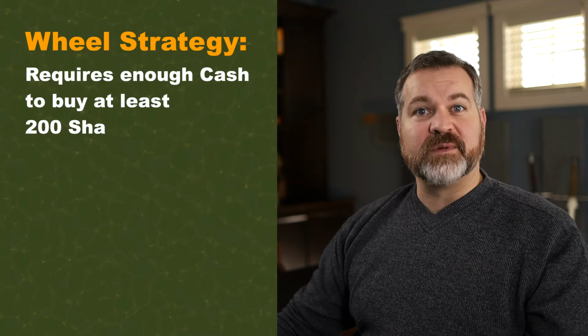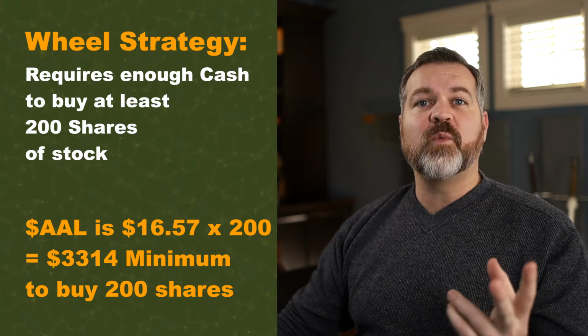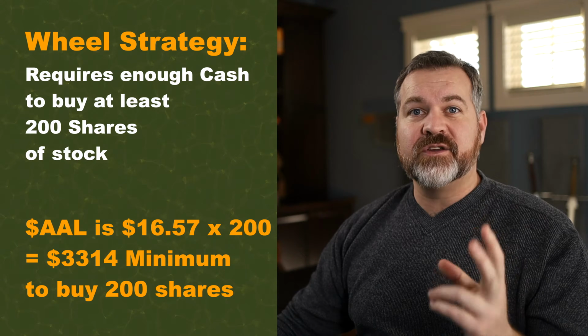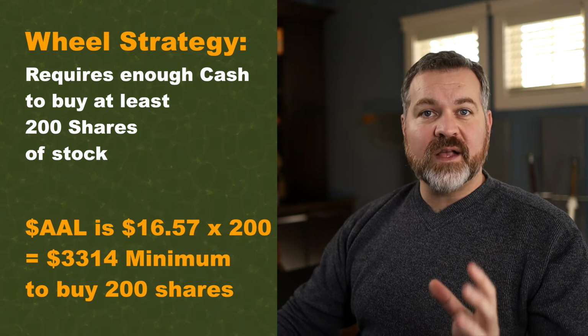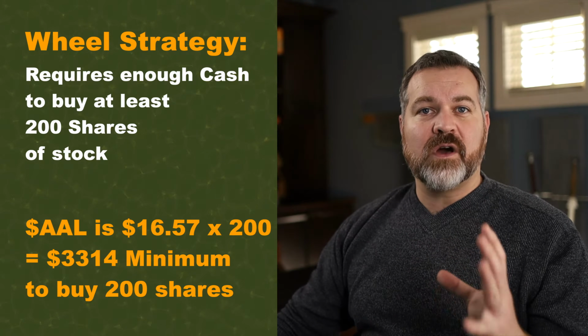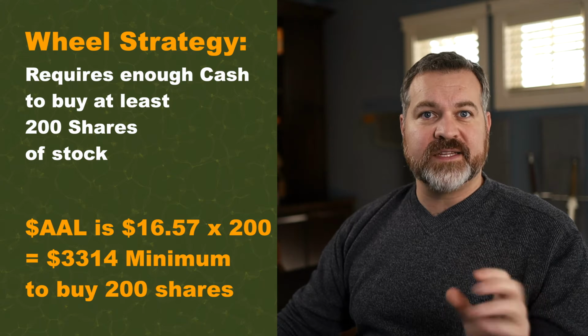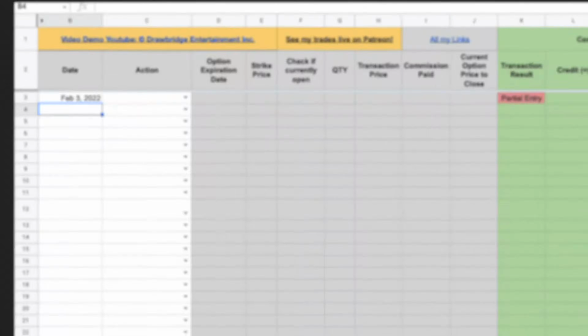Now, in general, if I was going to start the wheel strategy on a $1,600 stock, I would want enough money to buy 200 shares. So in this case, I'm going to start with a deposit of $3,400, which is going to cover the cost of buying at least 200 shares at today's market price. I'm going to go up to cell B3, and I'm going to pop in the date.